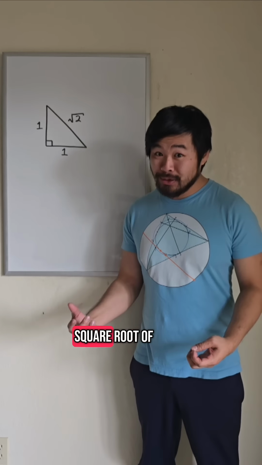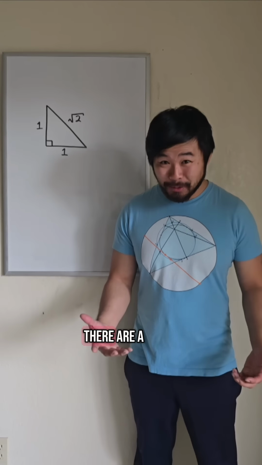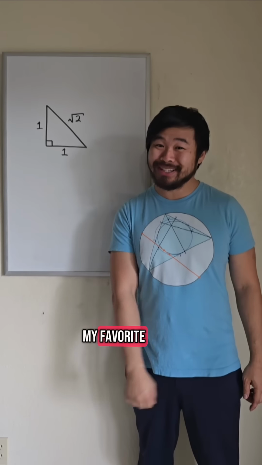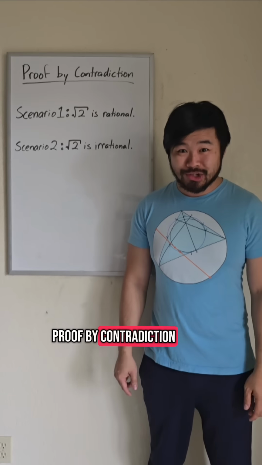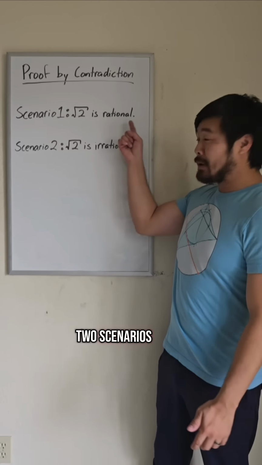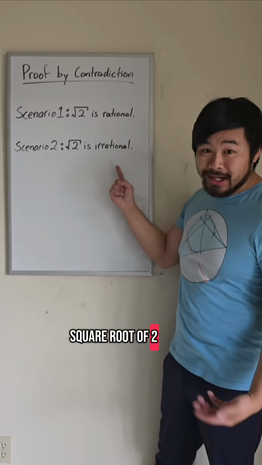How do we know that the square root of 2 is irrational? There are a couple proofs for this, but this one's my favorite. We are going to do a proof by contradiction. There are only two scenarios. Square root of 2 is rational, square root of 2 is irrational.